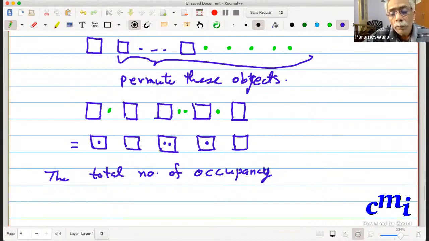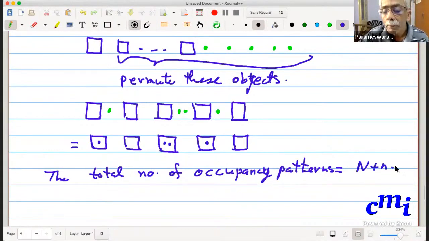That's a Y occupancy pattern. Total number of occupancy patterns is equal to... So there were totally capital N plus small n, but this one is always fixed, so that I can just always push to the left. Equals N plus n minus 1 factorial. That many arrangements are possible, right?